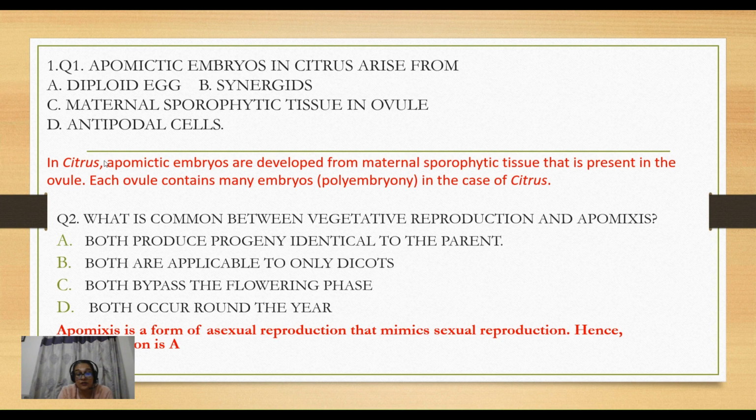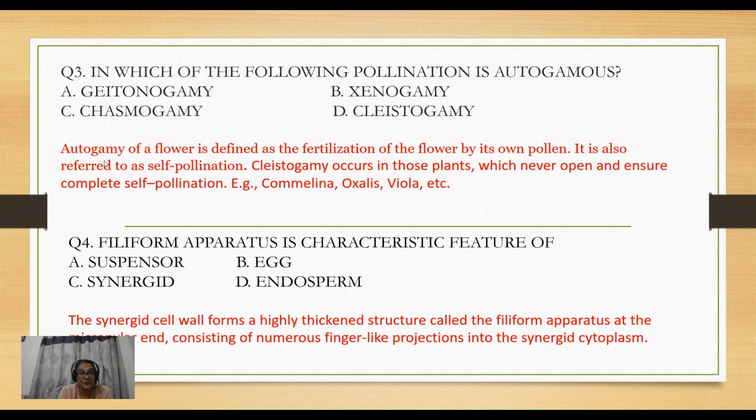What is common between vegetative reproduction and apomixis? So just now, as we have discussed, both are types of asexual reproduction, right? So apomixis is also asexual reproduction which is mimicking sexual reproduction. So option A will be correct. Both will produce progeny which is identical to the parent plant.